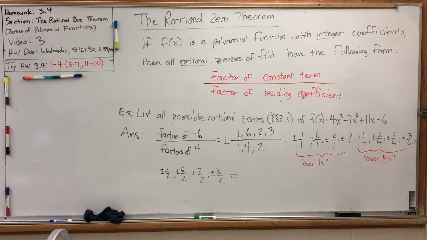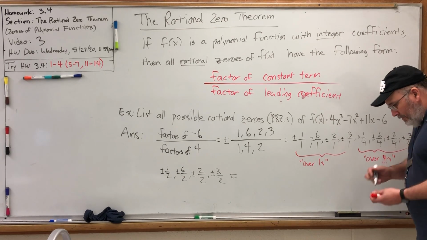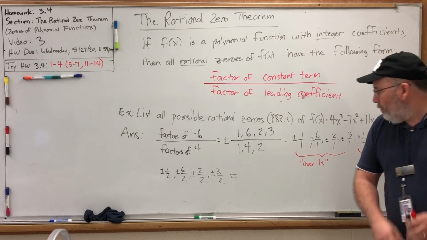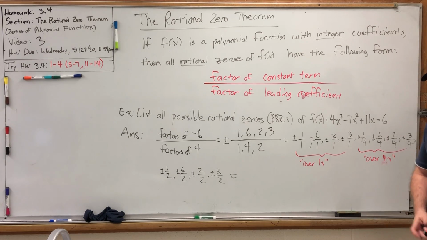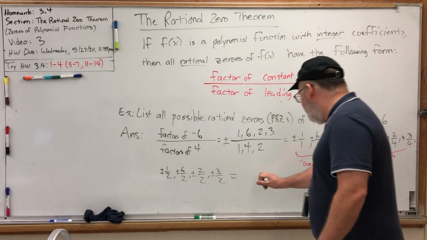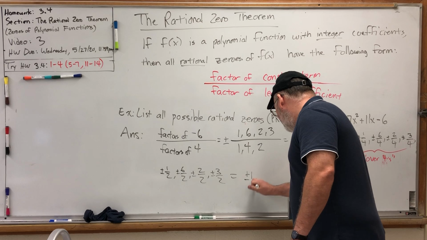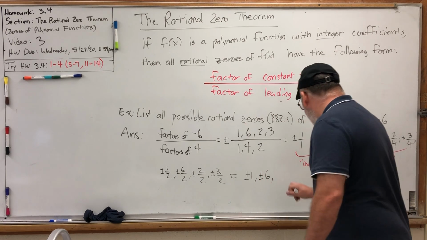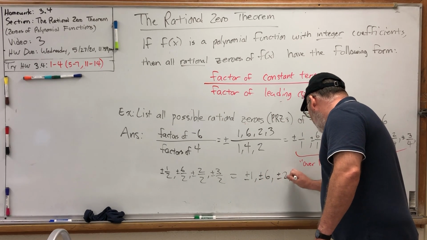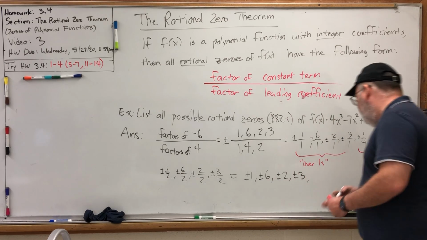Good grief, how many fractions do we have listed? I know it looks like 12, but there's actually 24, because there's 12 positives and 12 negatives. But once you create this list, then you just clean it up. Two comments about cleaning up. Number 1, if it's over 1, don't actually write it over 1. So plus or minus 1, plus or minus 6, plus or minus 2, plus or minus 3.